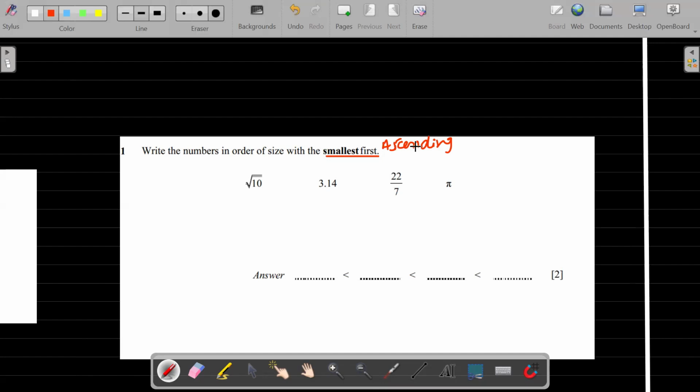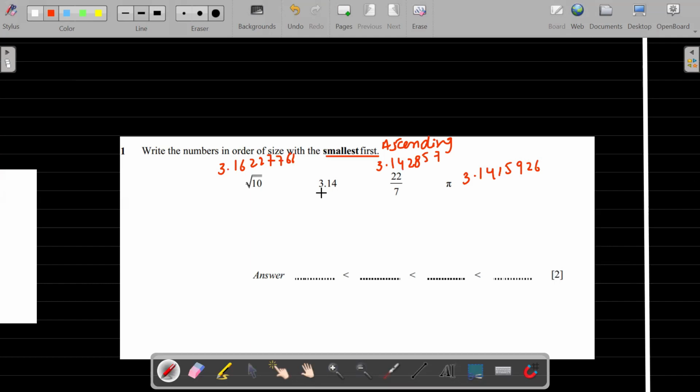Let's write the values first so that we can figure out which one would be the smallest. The value of square root 10 is 3.162277766. Then 22 divided by 7 is going to be 3.142857. And the value of pi is 3.141596. Look now, which one can be the smallest?